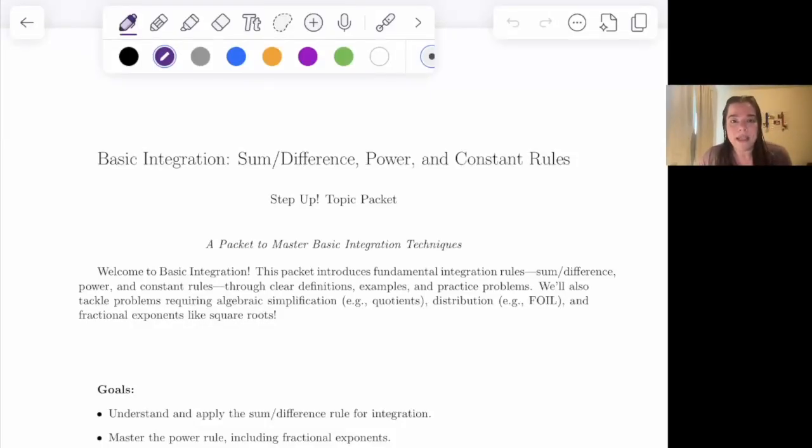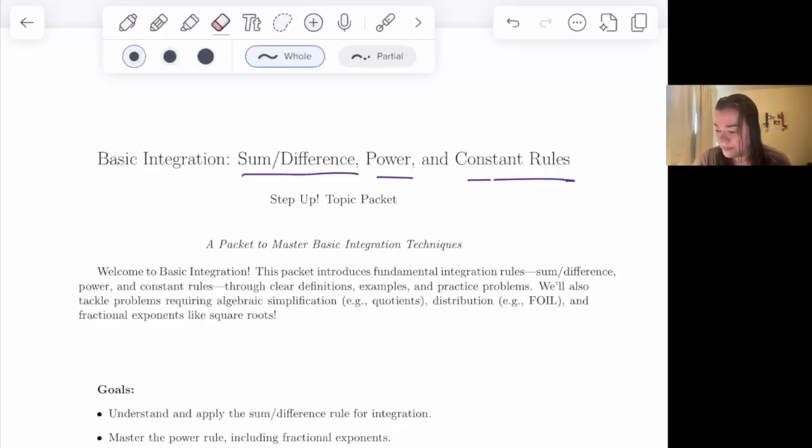In this topic packet, we're going to just look at the basics of integration, starting with the three main rules that are usually taught as you learn integration techniques. That's going to be your sum and difference rule, your power rule, and your constant rule. So this will be a quick one just to clarify those and work through a few examples together.